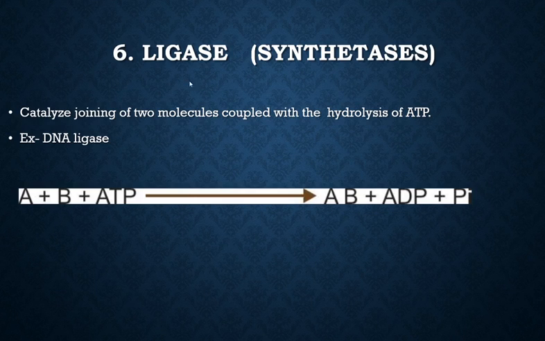Next is ligase. Another name for ligase is synthetase. Ligase means ligation. By the cleavage, or hydrolysis, of ATP, it joins together two or more molecules. Two molecules are coupled or joined by the breakdown of ATP. So A and B join together and make AB, and after hydrolysis, ADP and Pi remain.